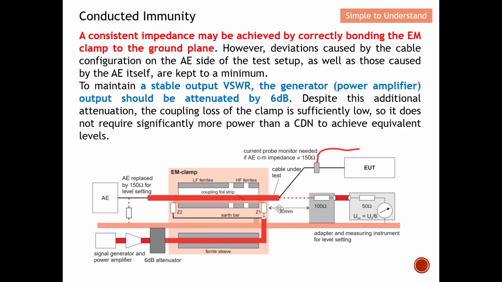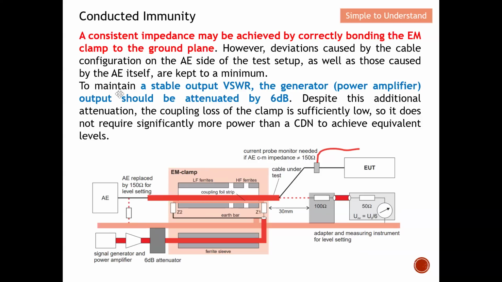So basically, you need to ensure that they actually have a proper ground, as you can see from here. They need to have a proper ground so as to achieve a consistent impedance of 150 ohm for this case here. However, deviation caused by the cable configuration on the AE side of the test setup, as well as those by the AE itself, are kept to a minimum.